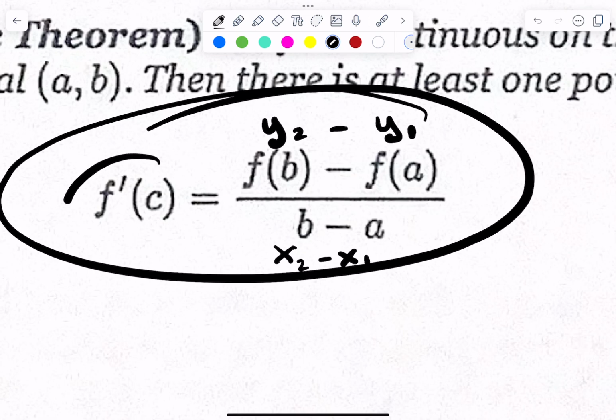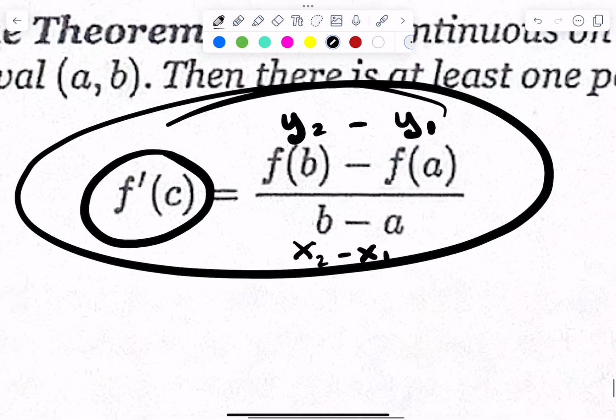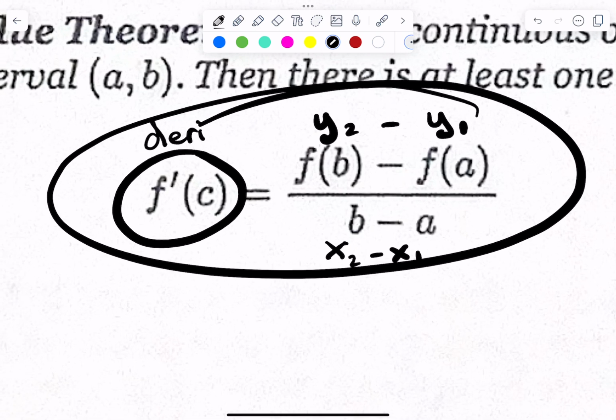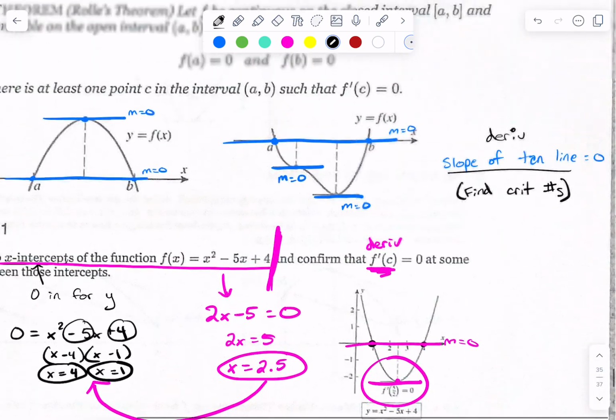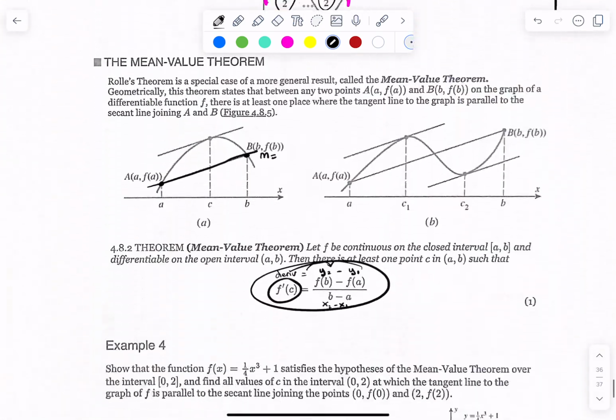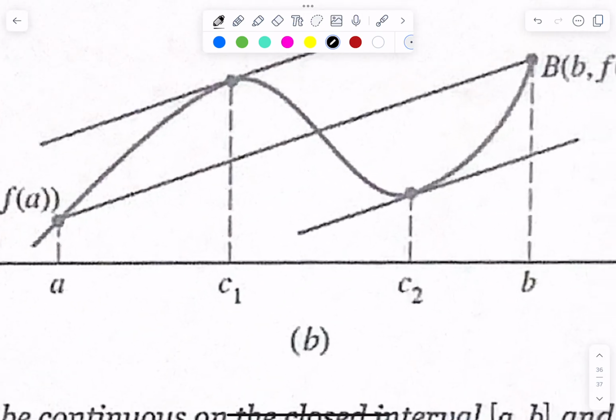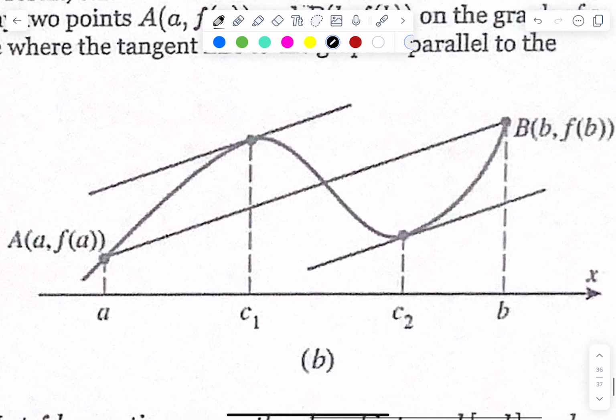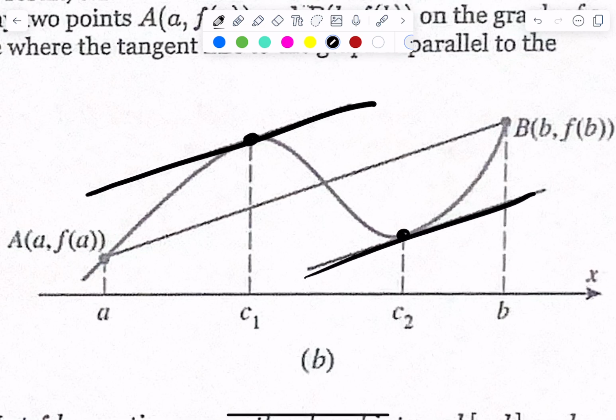Now they say f prime of c, which means instead of taking your derivative and setting it equal to 0, you're taking your derivative and setting it equal to whatever the slope is. So like up here, instead of setting it equal to 0, we would set it equal to 2, which is what it was in that case, okay? So let's do an example. And there could be more than one place where it has a slope of whatever that slope is, right?